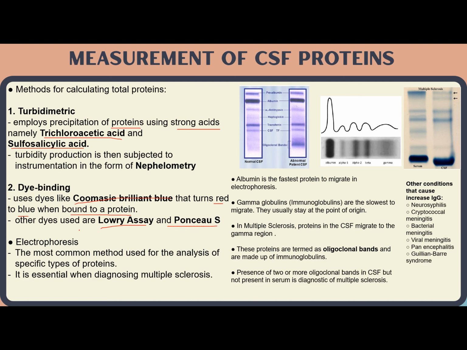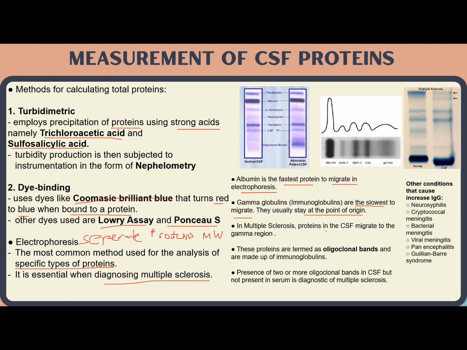Now, another method for proteins is electrophoresis. Electrophoresis would separate proteins based on their molecular weight, or yung bigat nila. It is the most common method used for the analysis of specific types of protein, essential when diagnosing multiple sclerosis. So, as mentioned, if you let plasma or CSF undergo electrophoresis, the proteins would be separated. Albumin would be the fastest protein to migrate in the electrophoresis. Gamma globulins or immunoglobulins are the slowest to migrate. They usually stay at the point of origin.